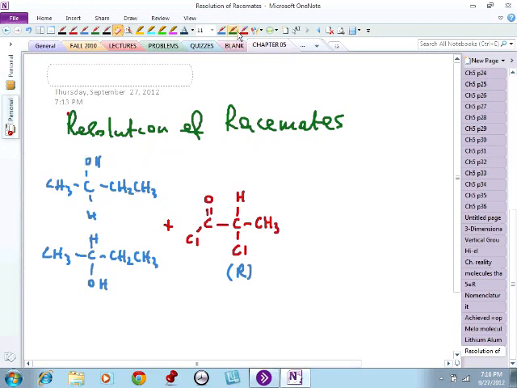In order to save ourselves some time, I will simply now have, so we have, this is R. That means this is S, right? Okay, in order to save ourselves some time, I will no longer write these two structures. Okay, so the product we are going to form, we form two products.